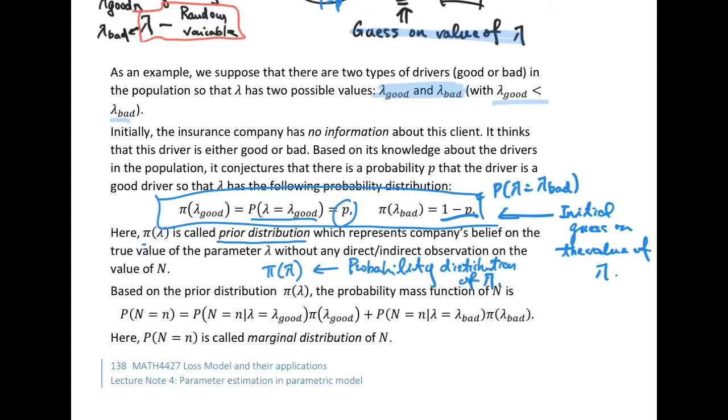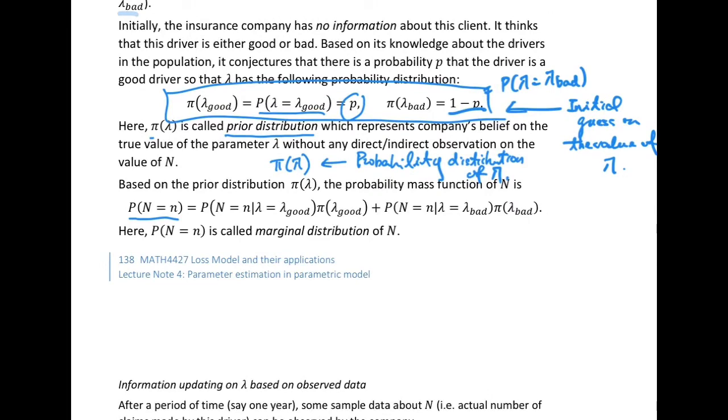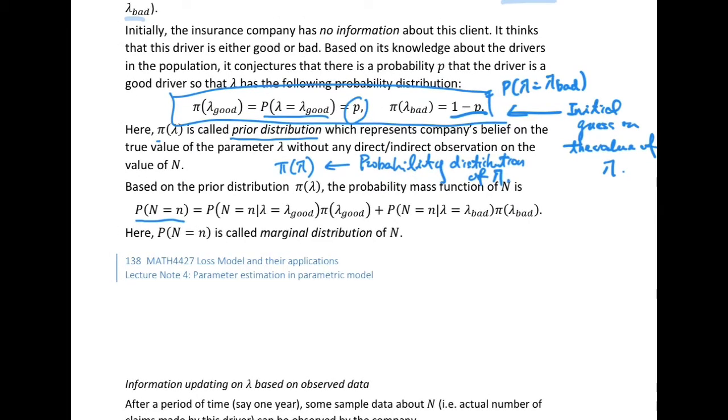Of the parameter. Okay, now given this pilot distribution, you can try to figure out the distribution of your original random variable N, which is your number of accident cases by the driver. Now, we know that N follows the Poisson distribution, right? With some parameter lambda.